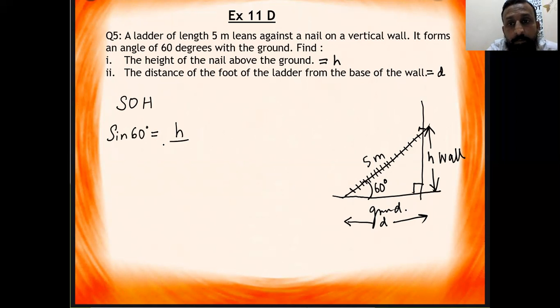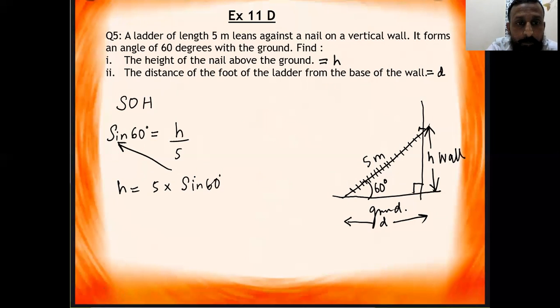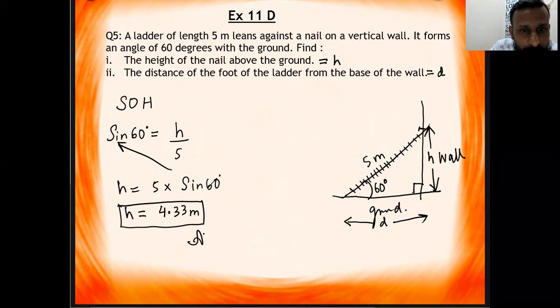Opposite is h. Hypotenuse is 5. Boys and girls, cross multiply this 5 over there. H equals 5 multiplied by sine 60 degrees. So dear students, 5 multiplied by sine 60 degrees, your calculator will give you this answer, and it is found to be H equals 4.33 meters. This is again correct to 3 significant figures. This is our first answer, boys and girls.